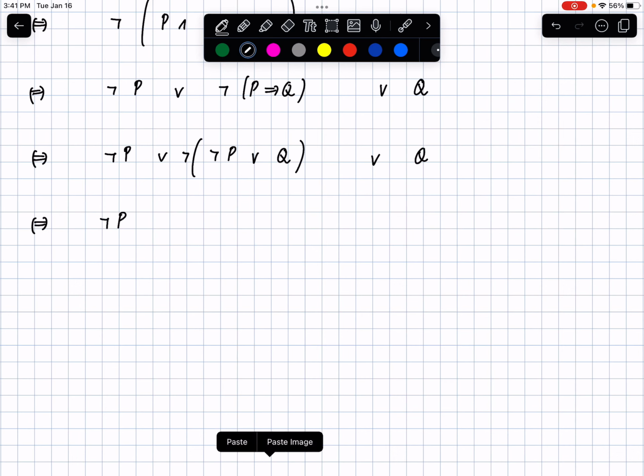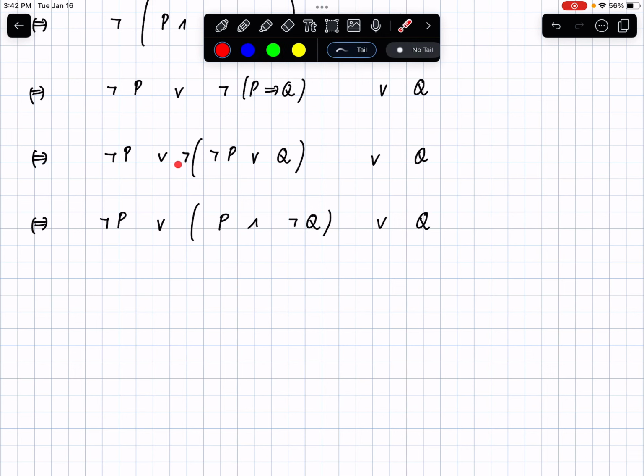Not P or not (not P or Q) becomes not P or (P and not Q), or Q. Does this make sense? Not P stays, not (not P) is P, not Q is not Q, and OR becomes AND. Okay, what do we have here?